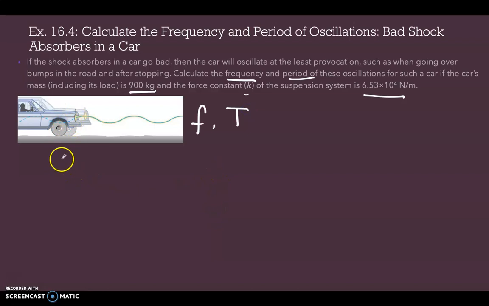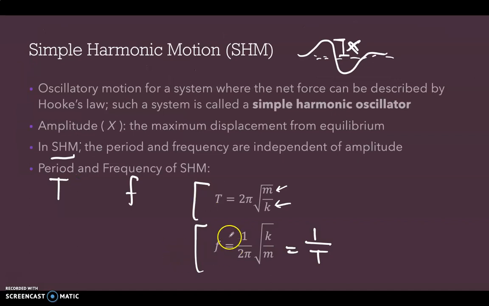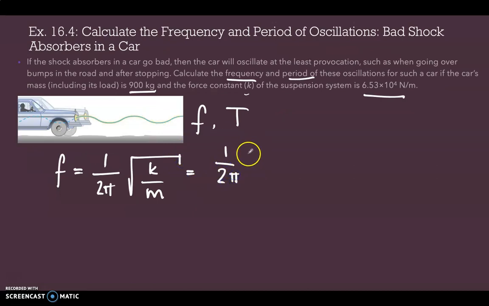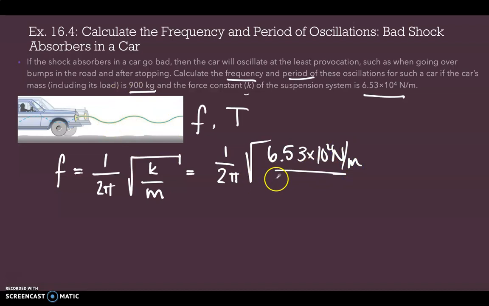So let's go ahead and calculate the frequency. The frequency we just found has this relation: it's 1 over 2 pi times the square root of k over m. And we could double check that. Yes. So we can just plug in our numbers here: 1 over 2 pi times the square root of k, which is 6.53 times 10 to the 4th newtons per meter, divided by 900 kilograms. And you can put that into your calculator.